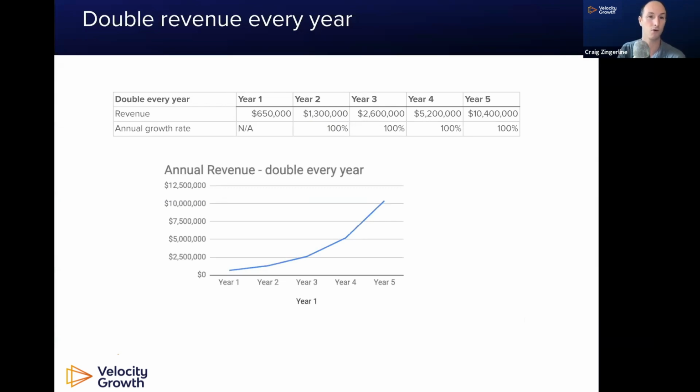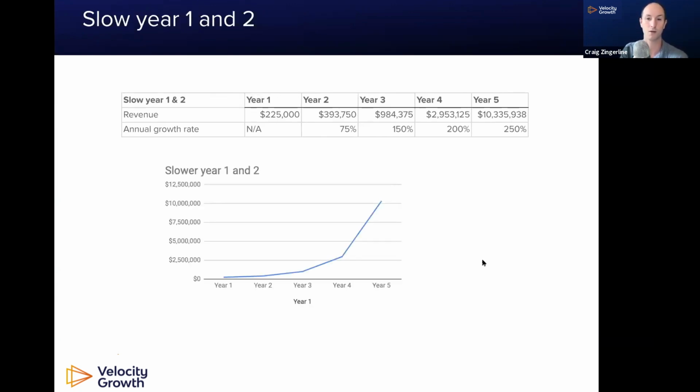So this is the beautiful double revenue every year. Everything looks great. I get to 10 million by simply doubling my revenue. Slower year one and year two, you see I have to actually, in year 4 and 5, have 200 and 250% annual growth. That's very aggressive growth.